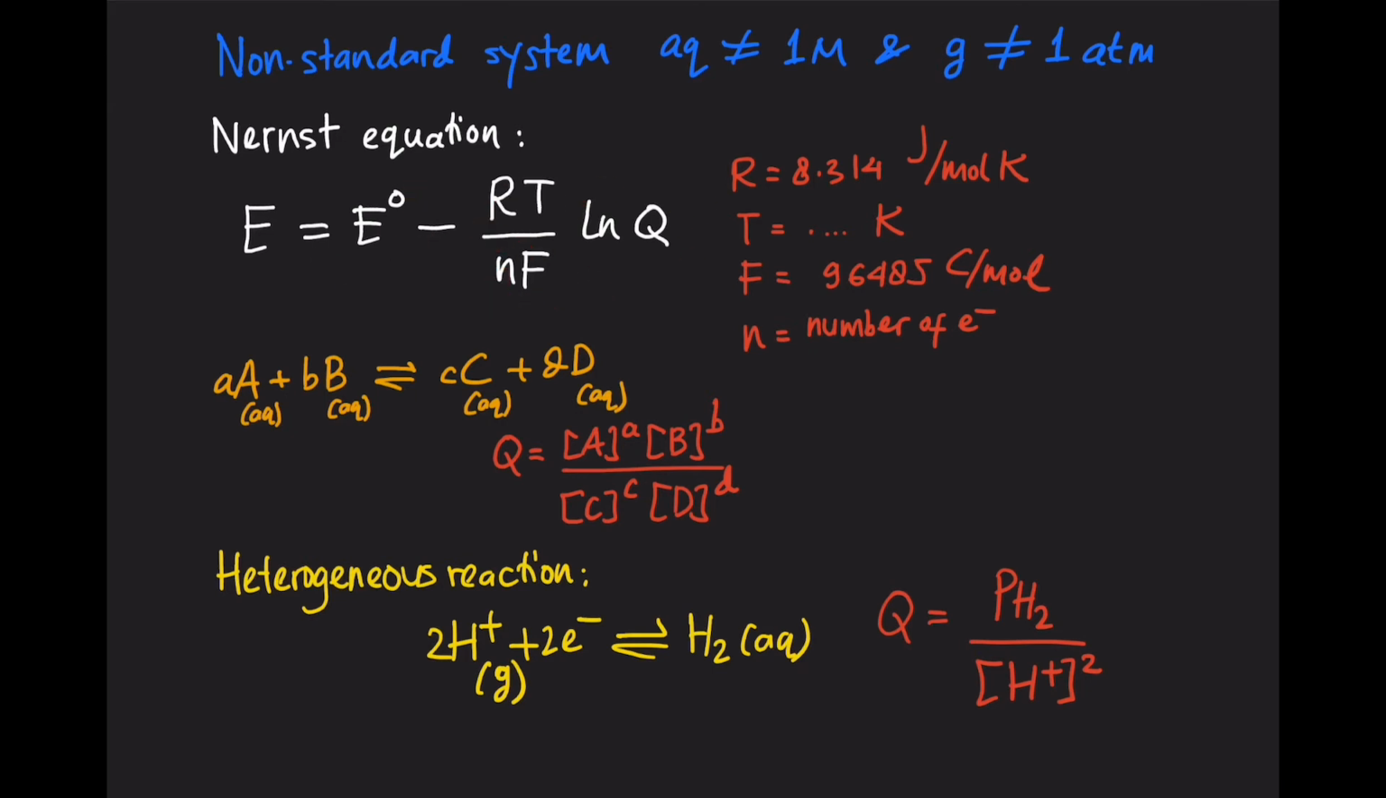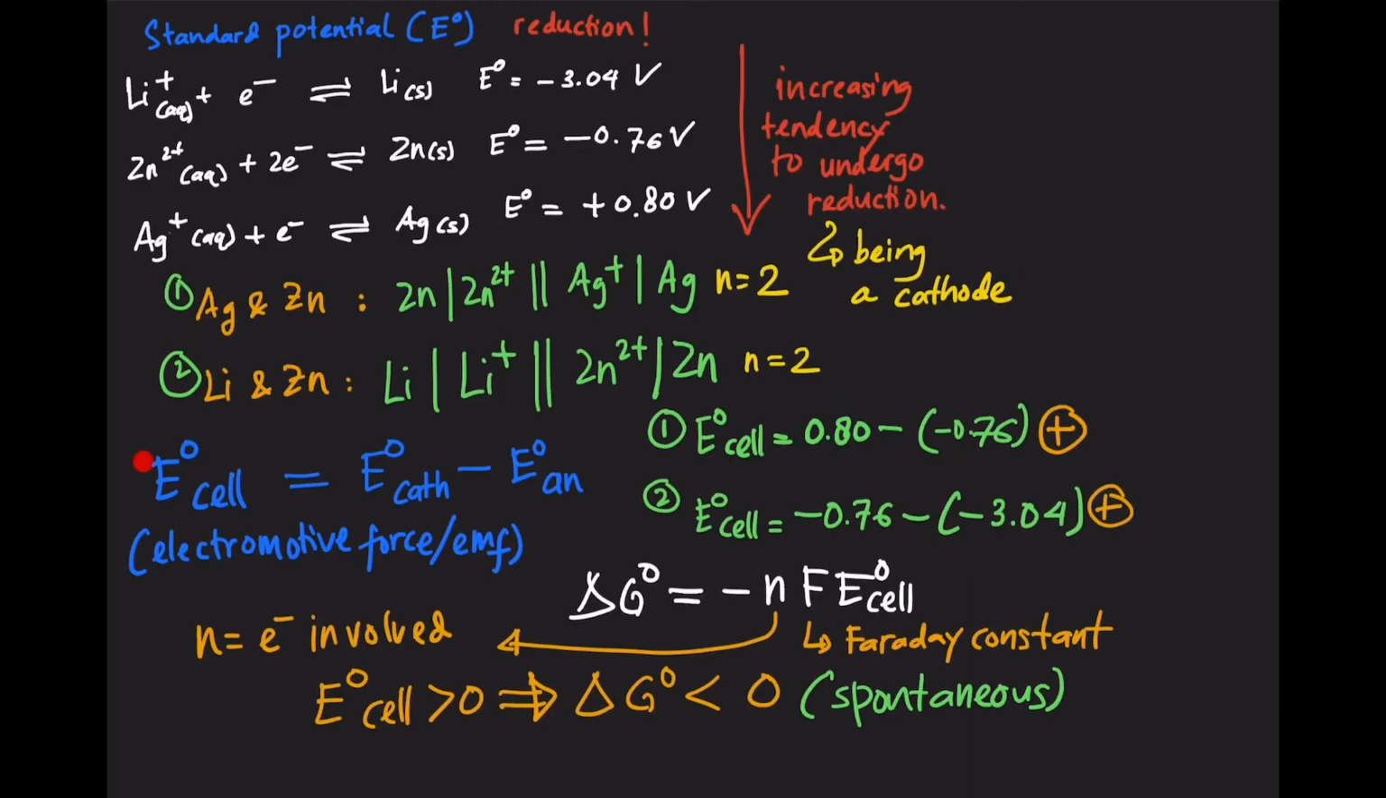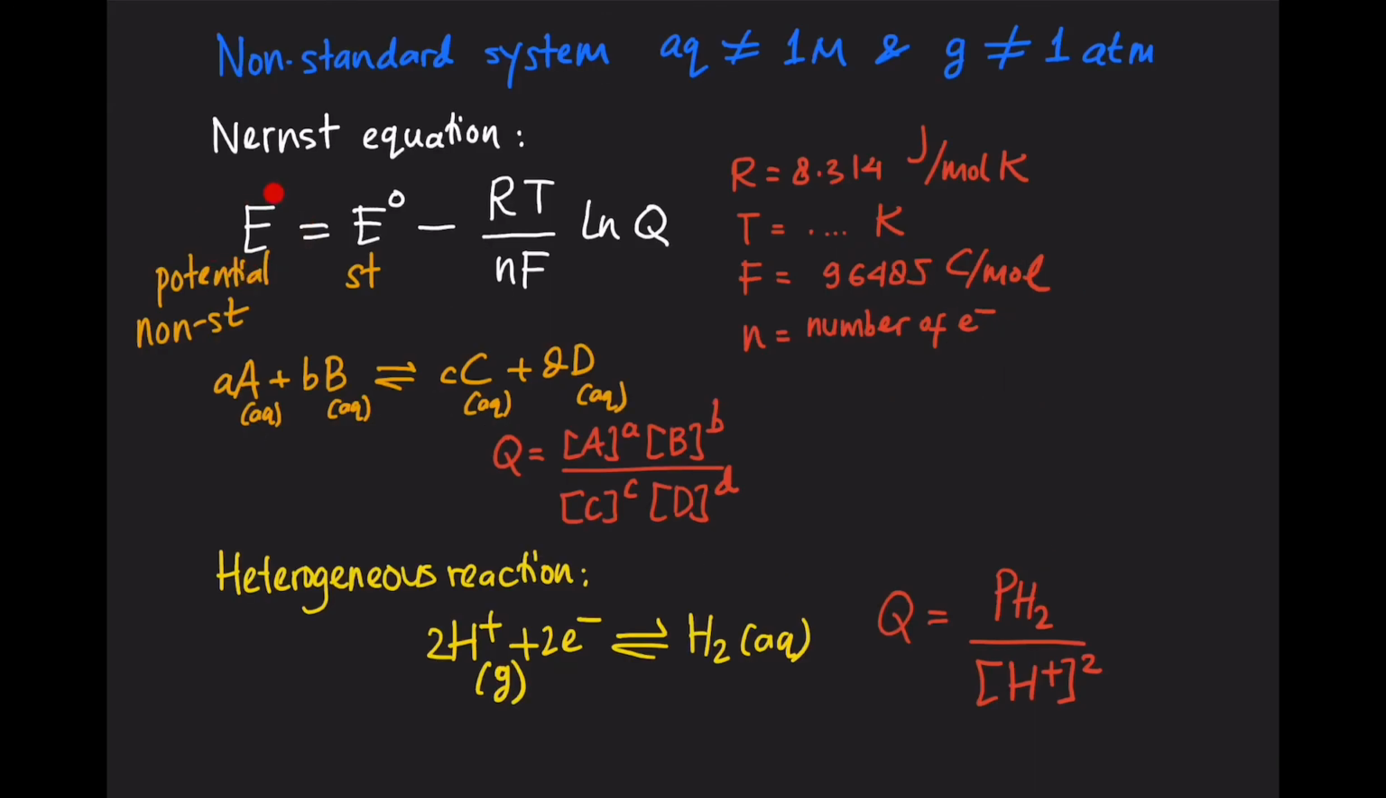Now, E is of course the potential of the non-standard state, so potential non-standard. E0 is the standard one, like we have discussed here. So this one is standard, from E cathode minus E anode. That's standard as long as you see the 0 superscript. This one is non-standard, without the 0 superscript. And this one is standard minus RT per nF ln Q.